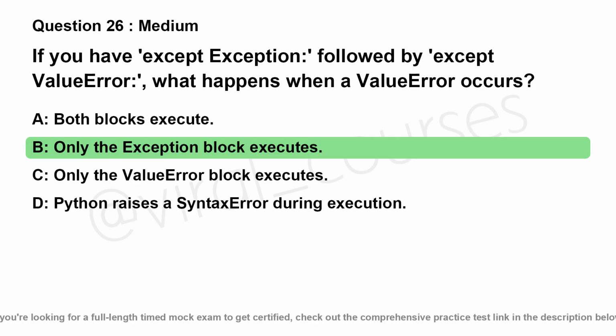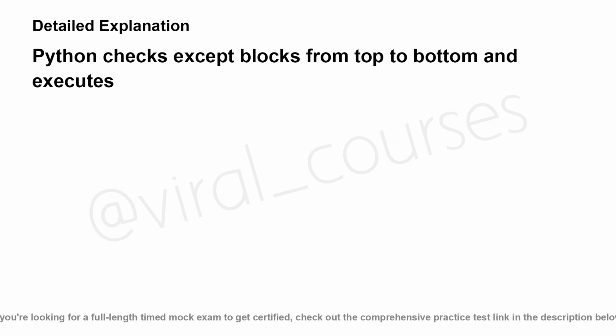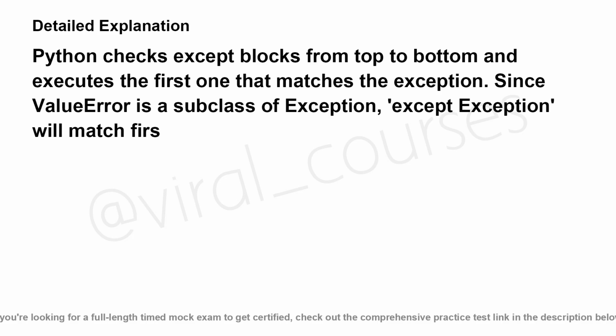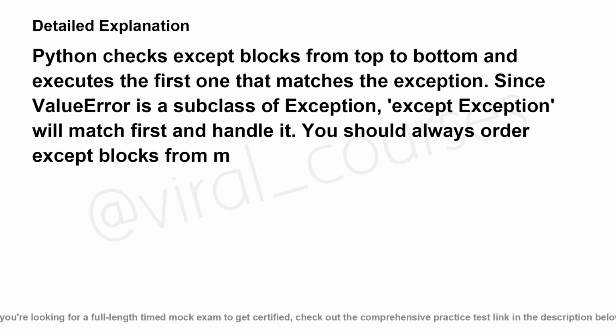The correct answer is B. Python checks except blocks from top to bottom and executes the first one that matches the exception. Since ValueError is a subclass of Exception, except Exception will match first and handle it. You should always order except blocks from most specific to most general.